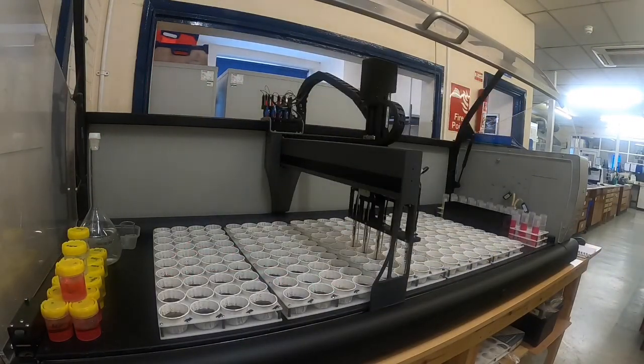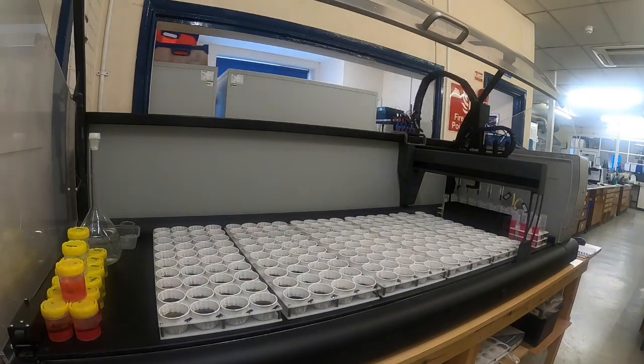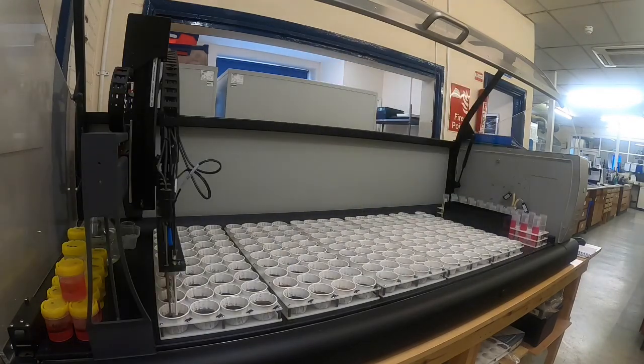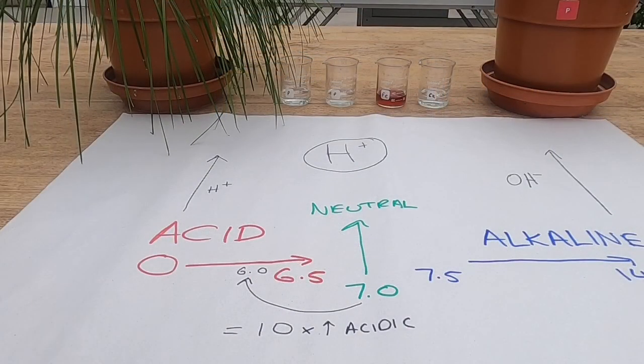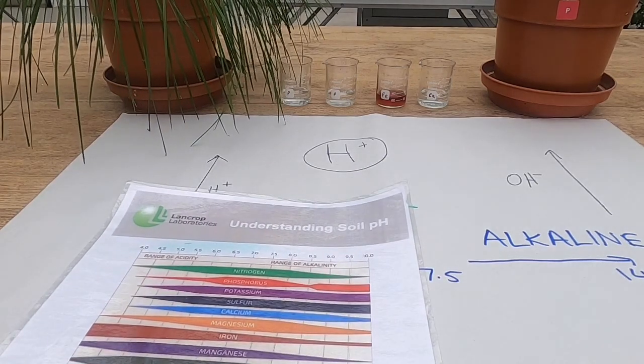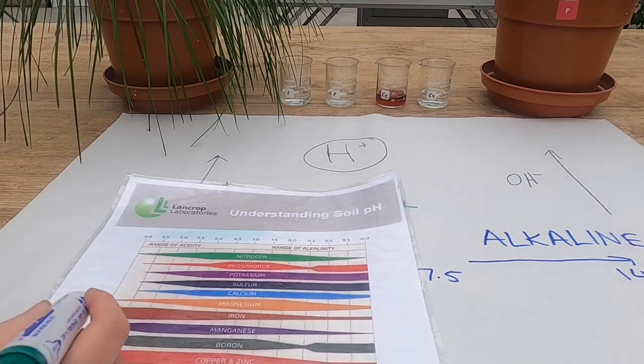pH is best measured by an accredited laboratory, like ourselves at Lancrop. Here's one of our robotic pH analyzers at work. Soil pH is important for nutrient availability, with the regarded optimum range for pH on continuous grassland between 5.5 and 6.5.